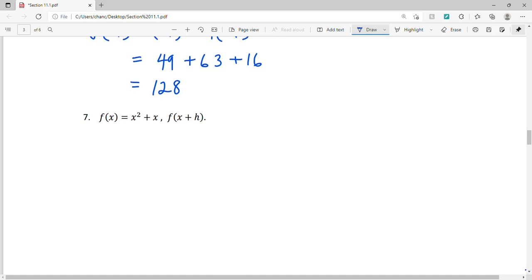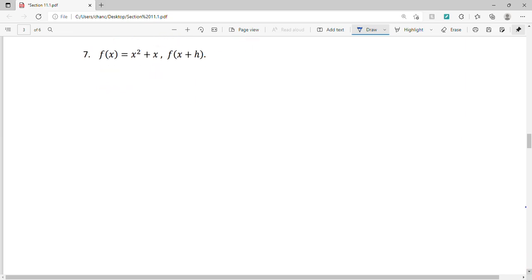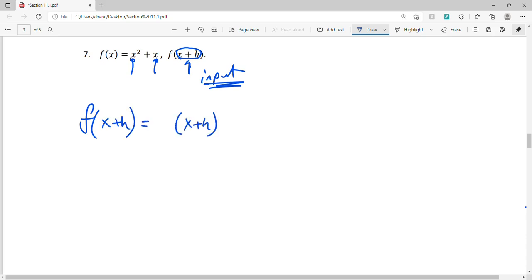In question 7, we have f of x plus h. That's what we need to use as the input to my expression. Now, there's two locations that we have to plug that in. So we'll write f of x plus h first. Then we'll plug it in for the first x. And we'll plug it in again for the second x.